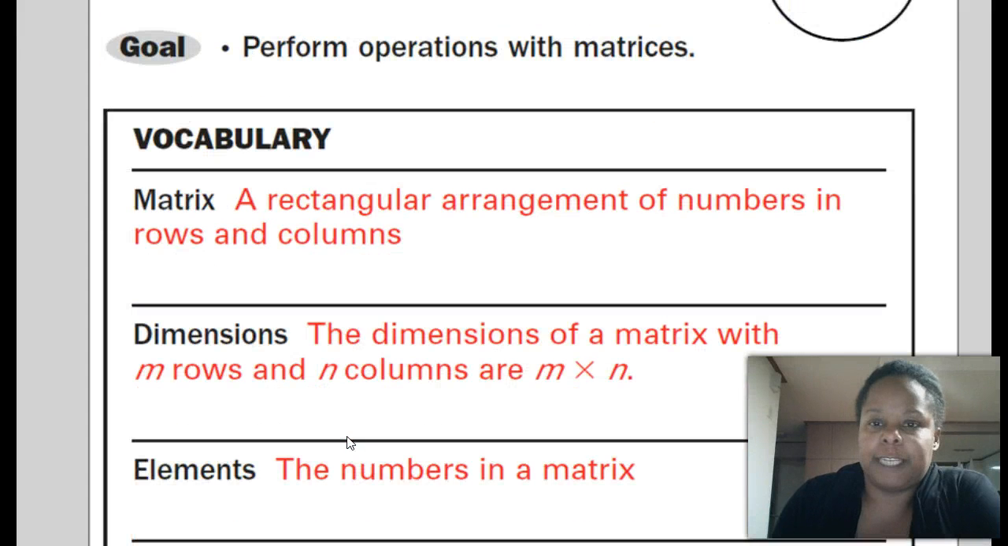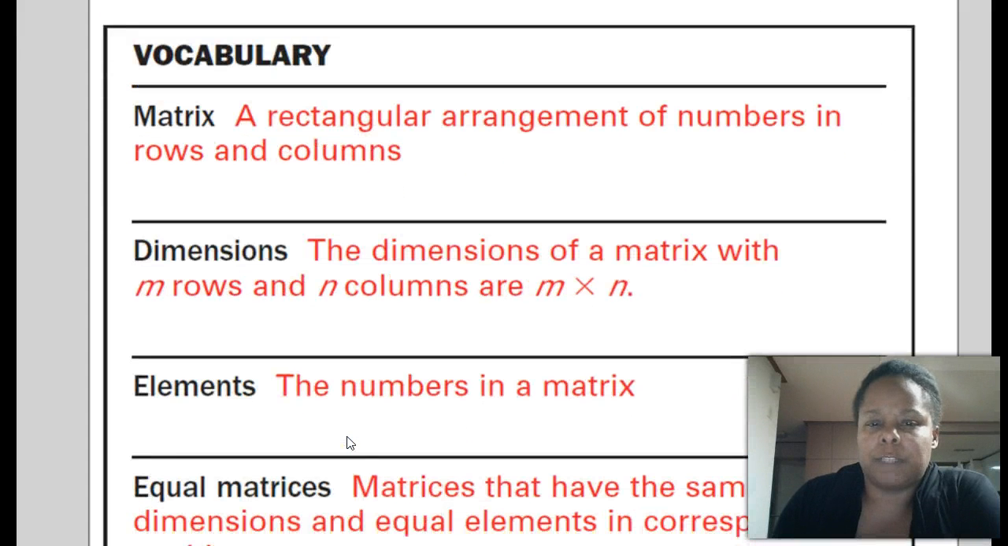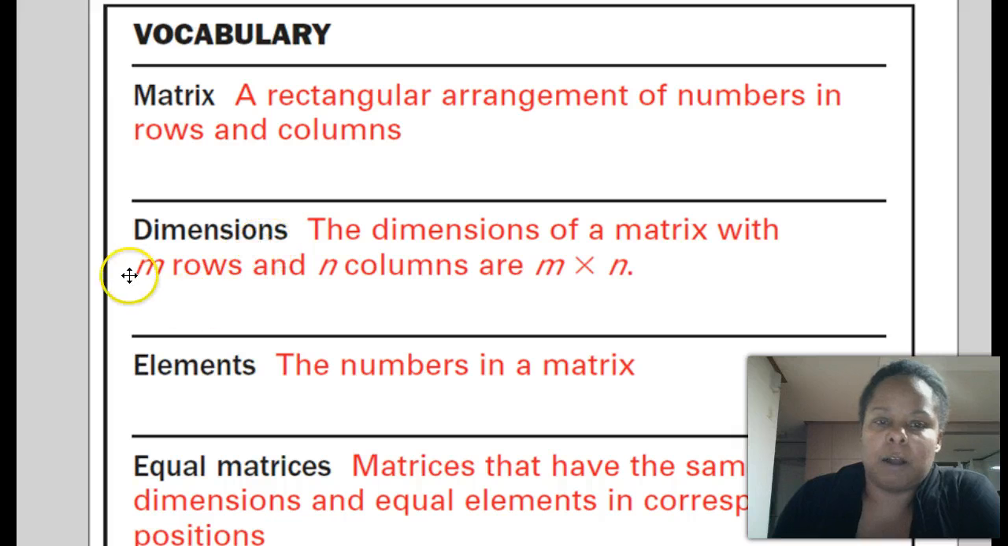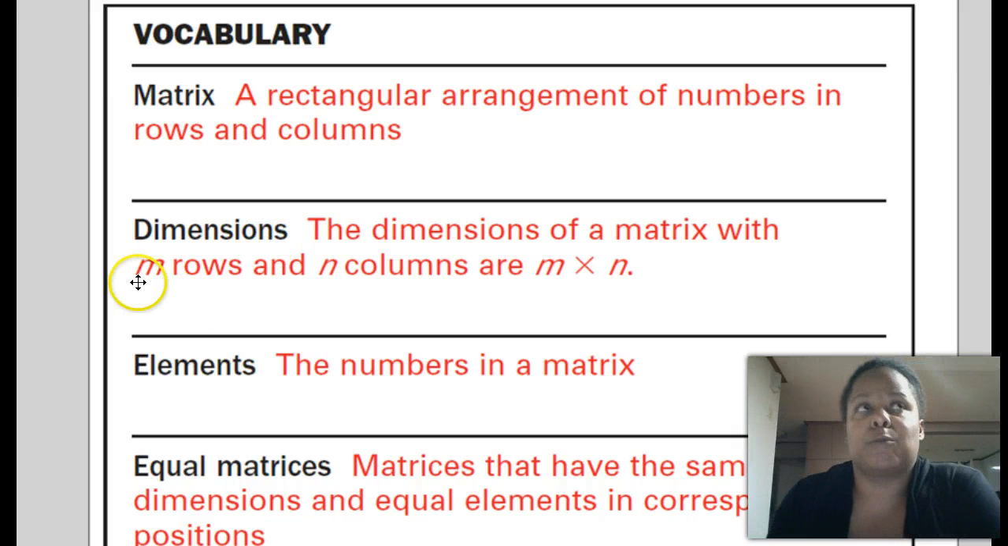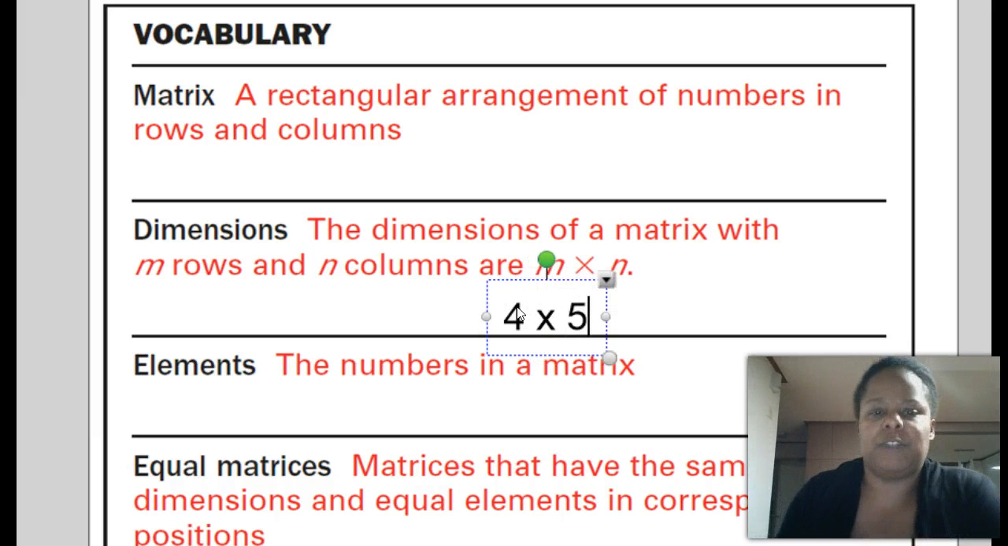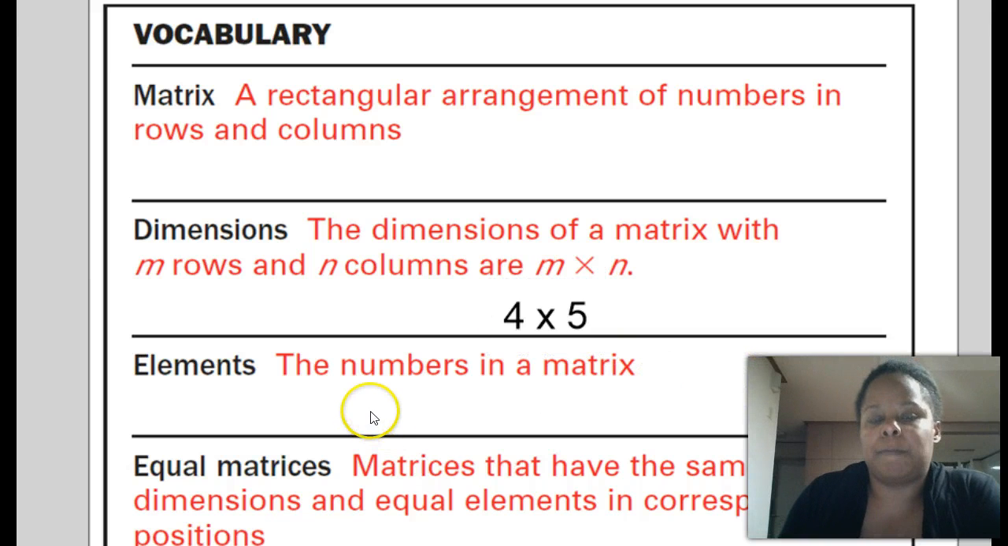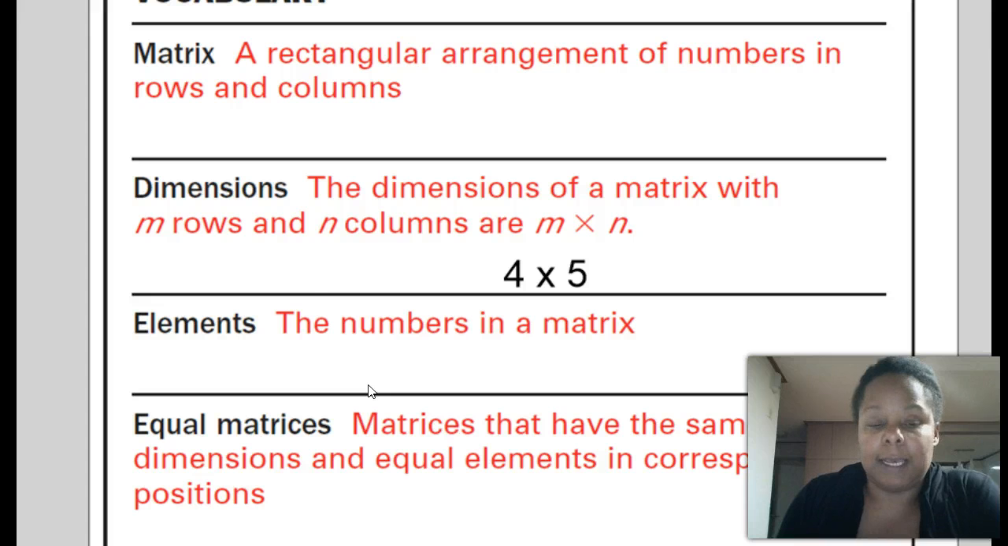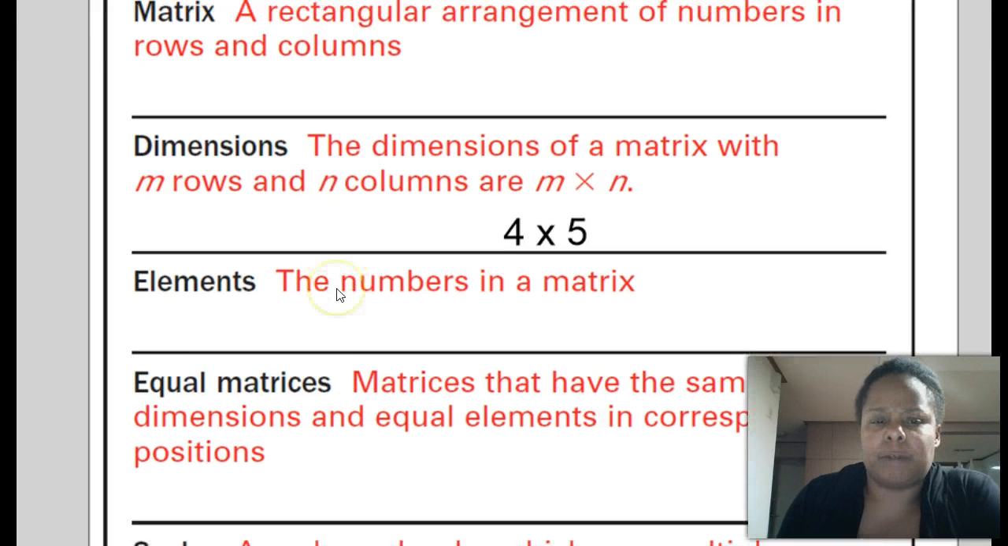Again, a matrix is a rectangular arrangement of numbers in rows and columns. We call the dimensions of a matrix the number of rows and the number of columns. So we indicate that as m by n. So in our example, it was a 4 by 5 matrix. And we call the numbers in the matrix elements. Okay? And if you remember, we had various numbers.